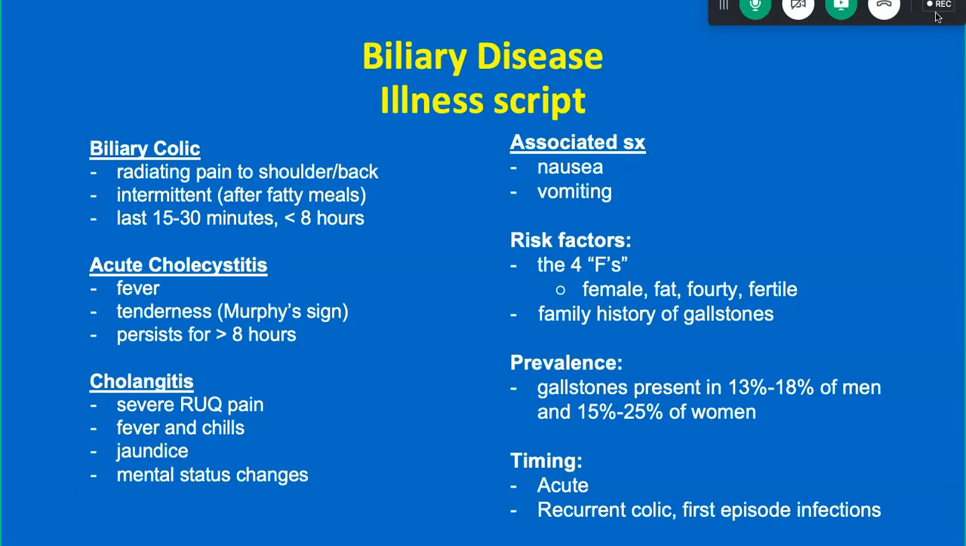Next is acute cholecystitis. This is an infection of the gallbladder. So you're going to see signs of infection, including fever.